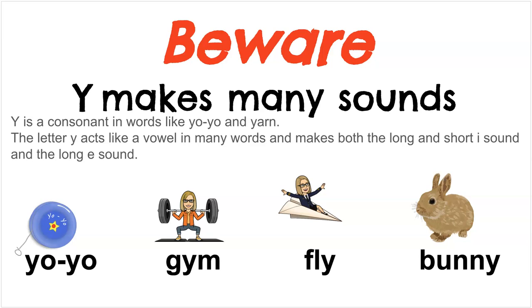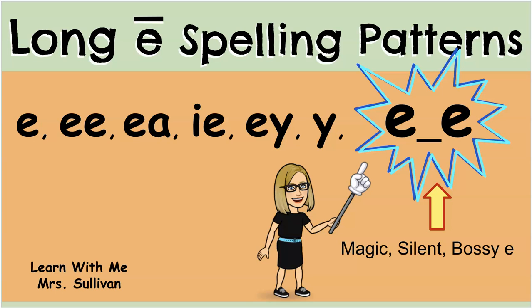4 different sounds. Y is a consonant, saying yeah in words like yarn and yo-yo. And the letter Y acts like a vowel in many words and makes both the long and short I sound and the long E sound. Very tricky stuff. The last spelling pattern for the long E sound is E consonant E. We also call this magic E or silent E or bossy E. Any of those ways really refer to this exact same spelling pattern.